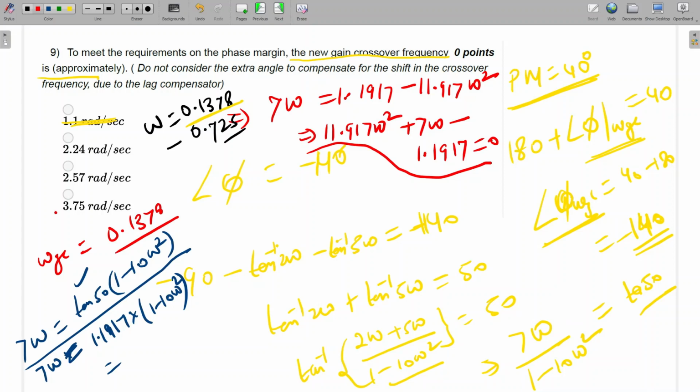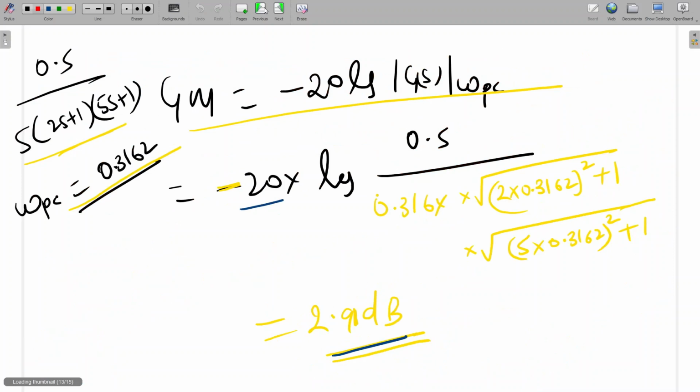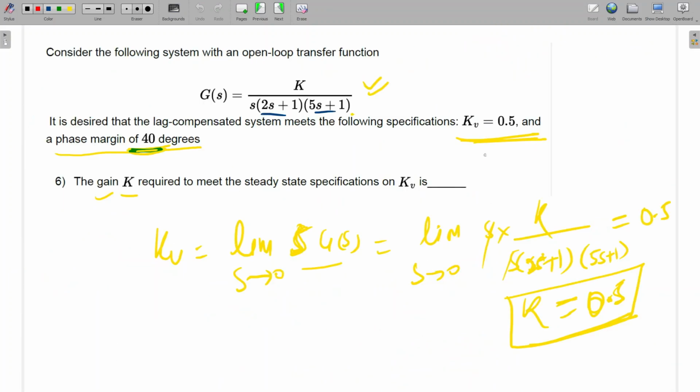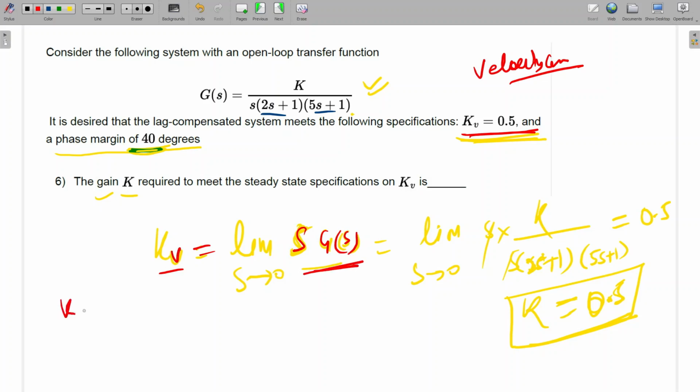Sir, what is KB? KB you have earlier calculated. Which one? KV earlier. Okay, that was a different specification. This one you are telling, so velocity constant. KV is equal to limit s tends to 0 of sG(s). This is the steady state error concept. Sir, it is in case of ramp input.